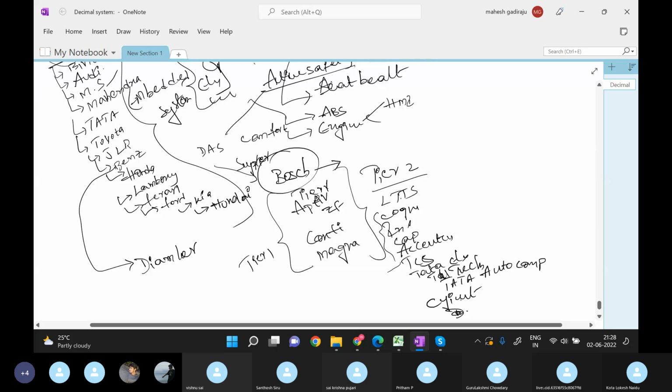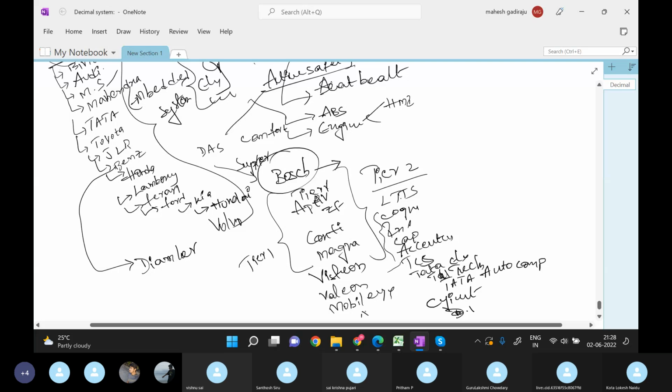Visteon. Visteon is a tier 1 here. Visteon and Valeo. Volvo is this guy, OEM. Valeo is the tier 1 again. Mobileye is there.